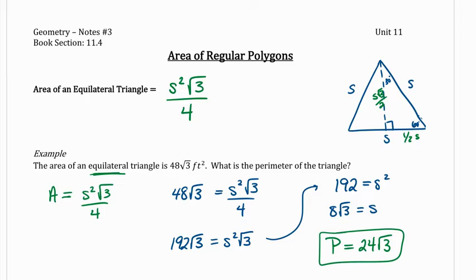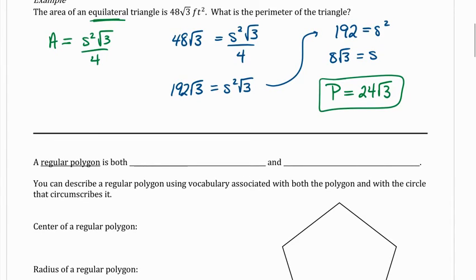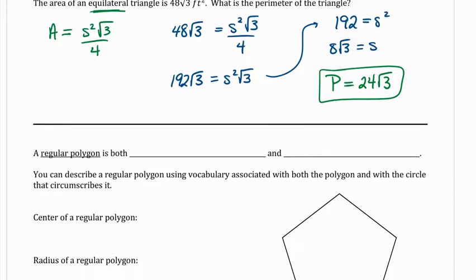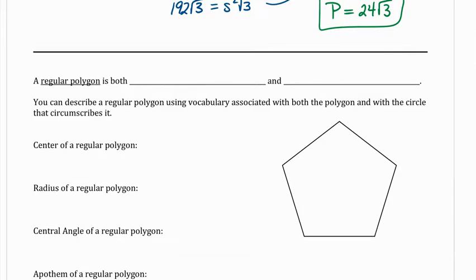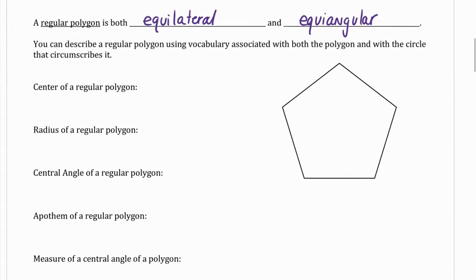Okay, so regular polygons. We talked about this a couple minutes ago. A regular polygon means all the sides and all the angles are the same, so it is both equilateral and equiangular. All the sides and all the angles are the same. Okay. And then we've got some other vocab here that we'll use with polygons. We want to make sure we understand them.